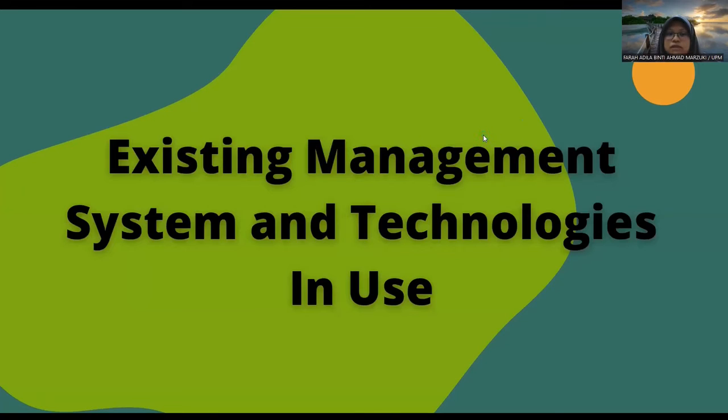My name is Faradila binti Amaski, matric number 203699, and now I will present the existing management systems and technologies in use that are not working. There are 4 categories in total. The first one is legal.